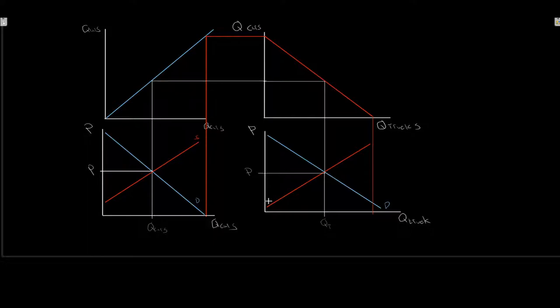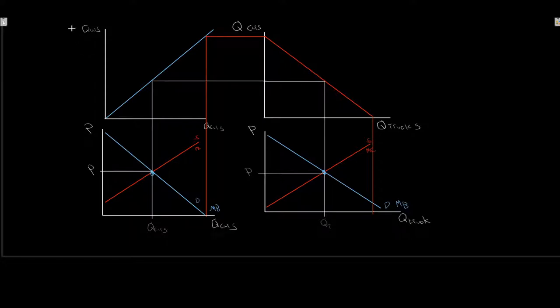But let's look at what happens. Let's keep in mind my interpretation of some of these curves. Supply is also marginal cost, my cost of production. And demand is also my marginal benefit. So right now at these equilibrium points, the extra benefit received from a truck is one and the same as the extra cost which we incurred to produce it.